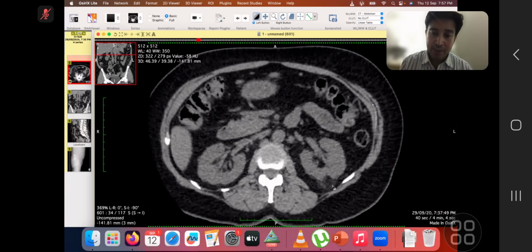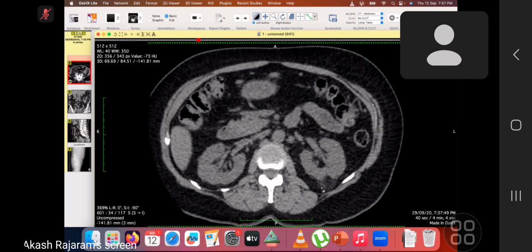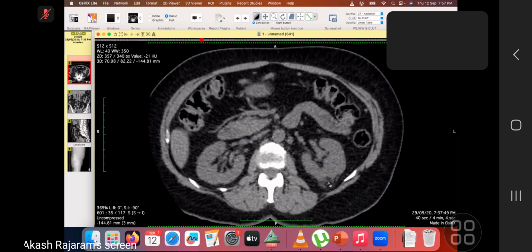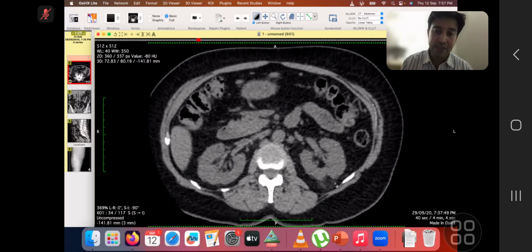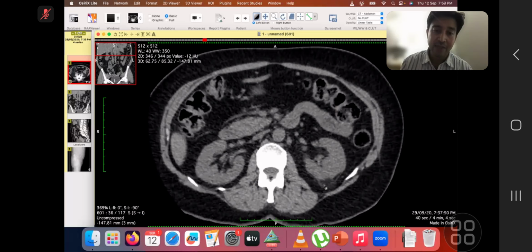What you didn't pick up is there is a lesion here. You picked it up later in the MRI, but there is a lesion over here. You see this lesion? Yeah, I can see. It is fat attenuating. If you had picked it up on the CT, you would have known that the lesion is almost completely fat attenuating. You see this lesion, which is fat attenuating lesion in the kidney.